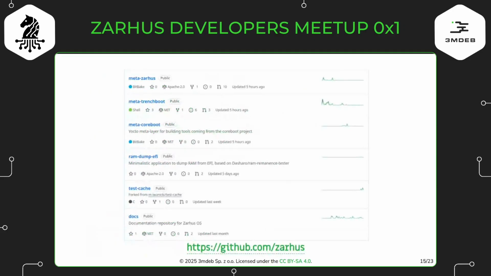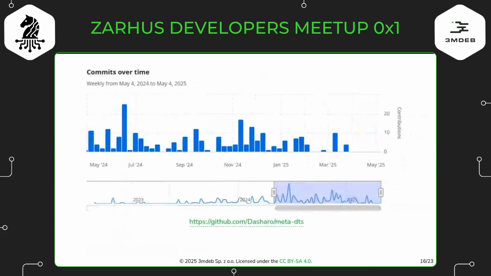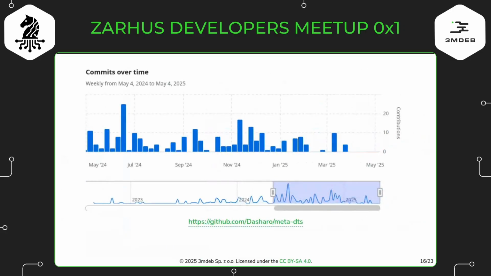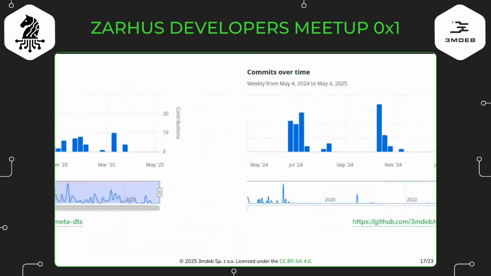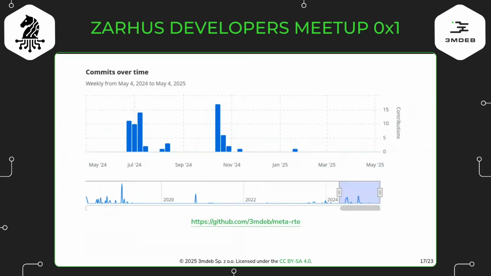So I know I have to finish. Those are meta layers and some projects that we recently have some activity in. You can find them on GitHub. This is the activity of meta-dts. This is the activity of meta-rte, which is much less.